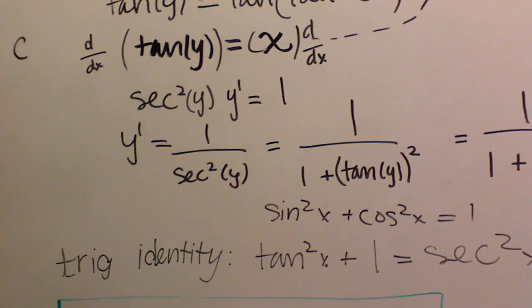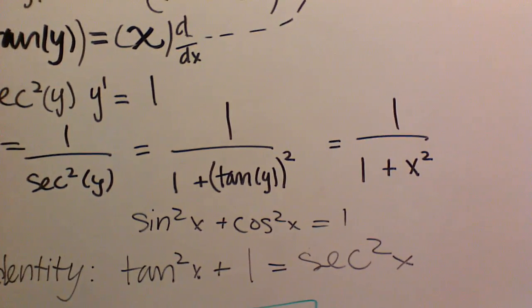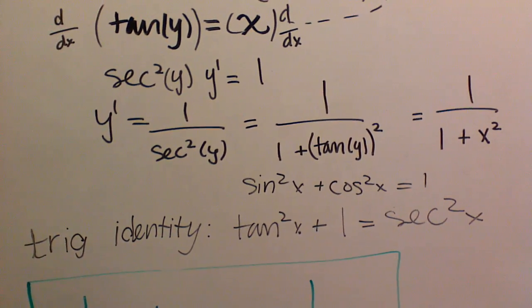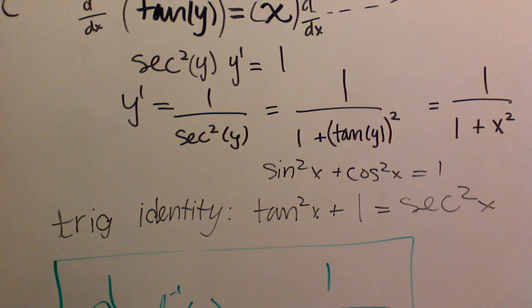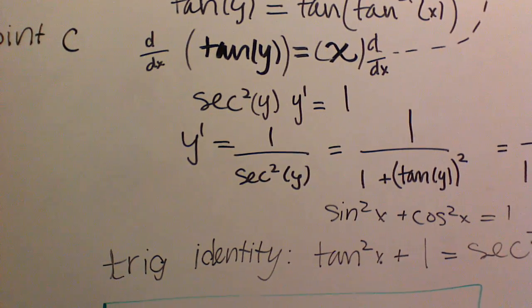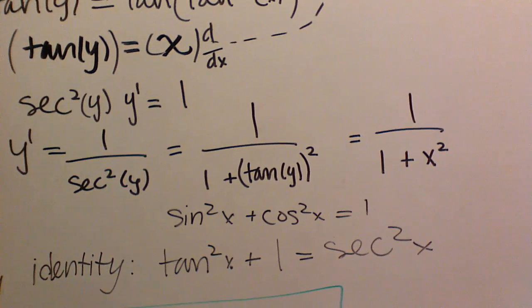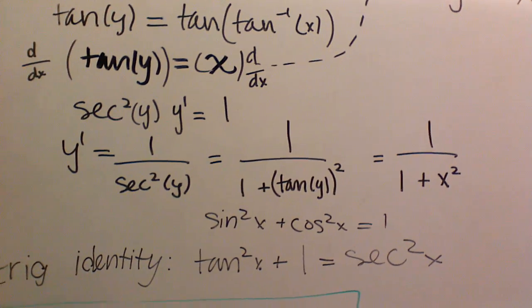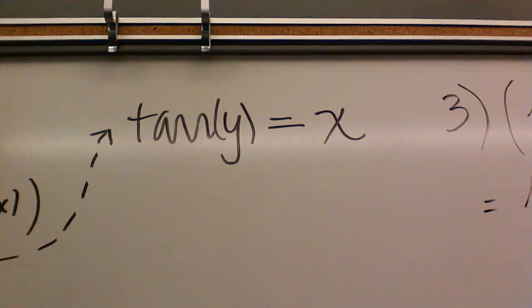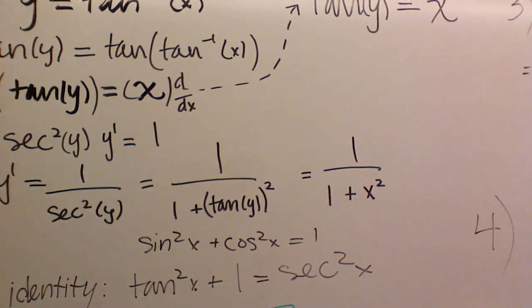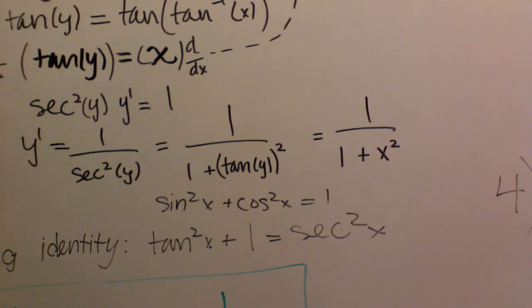And here we can use a trig identity. The most basic one is sine squared x plus cosine squared x equals 1. And if you divide everything by cosine squared, you get tangent squared x plus 1 equals secant squared x. So we can replace that secant squared y with 1 plus tangent squared y. And then remember, you can substitute for the tangent y, which is up here. Tangent y equals x. So then you're left with the derivative of arctangent equals 1 over 1 plus x squared.